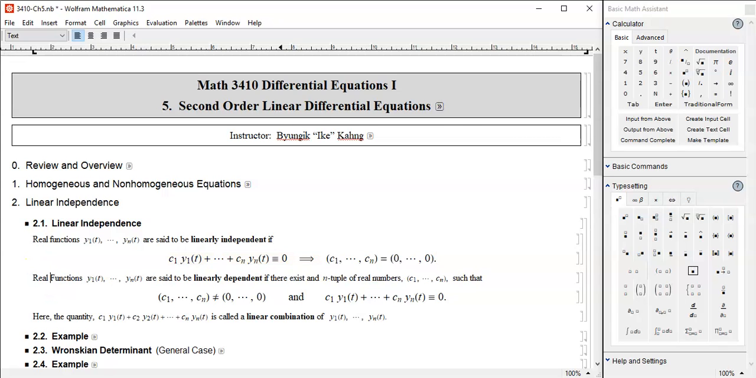Likewise, real functions y1 through yn are said to be linearly dependent if there exists an n-tuple of real numbers c1 through cn, not all of them 0, such that c1y1 plus c2y2 all the way up to cn yn is constantly 0. That's the definition of linear dependence.